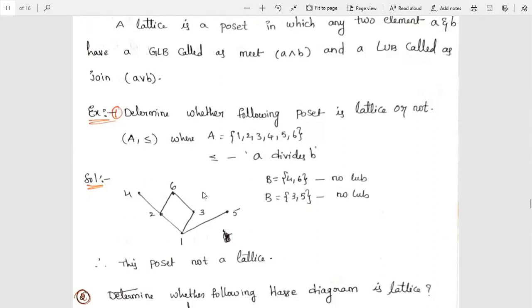And the next element, 3. 3 is divisible by 1, but 3 is not divisible by 2. So we connect 3 directly with 1. And next we go for another element, 4. So 4 is divisible by 1.